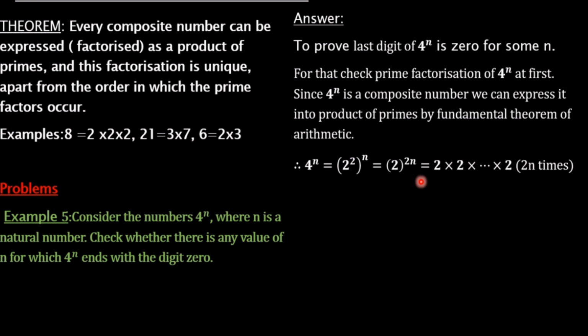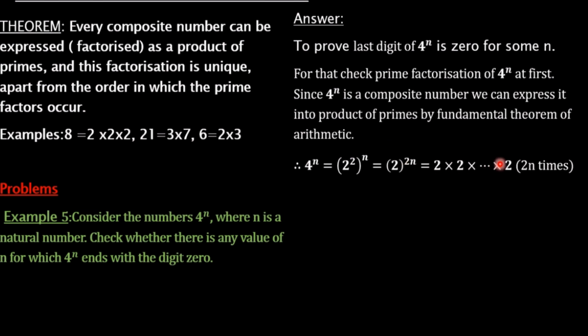Which is equal to 2 into 2 into 2, 2n times. That is, 2 cube is the product of 2 three times, 2 raised to 10 is the product of 2 ten times. Here we have 2n, so the product of 2, 2n times.